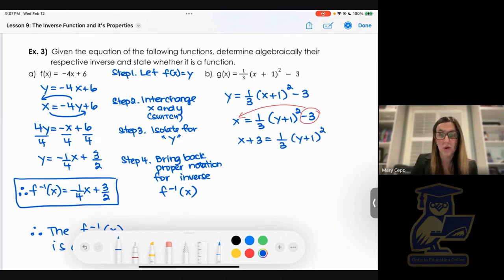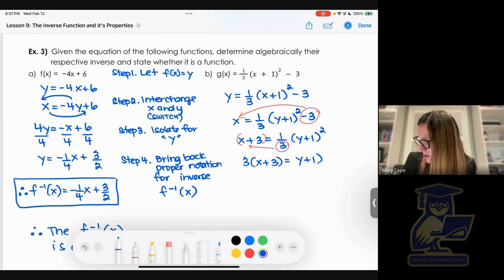Again, we can't get to y until we get rid of everything else around it. So 1/3 times y plus 1. Well, if I wanted to bring that over to the other side, I would multiply this whole side by 3. So that would become 3 times x plus 3 is equal to y plus 1 all squared. All right, so I still can't get y because of that square, that exponent of 2. So if you recall, to get rid of a square, you take the square root. Now, when you take the square root of something, it could either be positive or negative. So we're going to have to say plus or minus the square root of 3 times x plus 3 is equal to y plus 1.